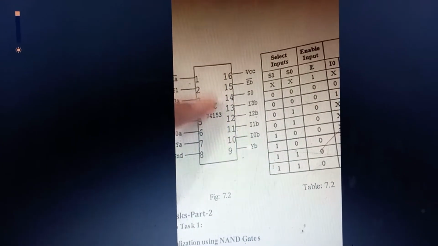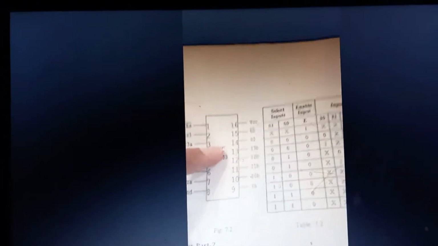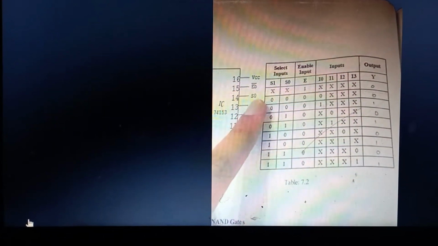This is the pin configuration, in which this IC has built-in two 4 into 1 multiplexers. 4 into 1 means there are 4 inputs, like this one is I0, I1, I2 and I3. These are the 4 inputs. So if a multiplexer has 4 inputs, it will have two selection lines or two selection switches, that is S0 and S1.